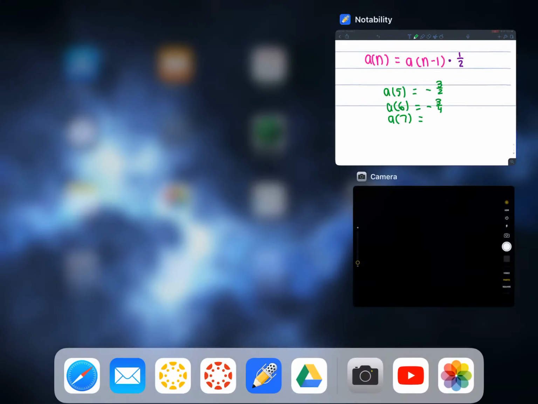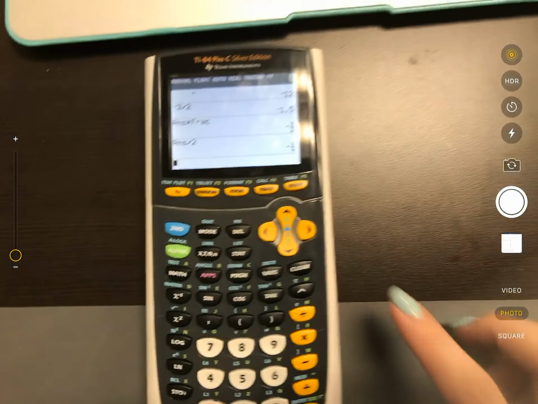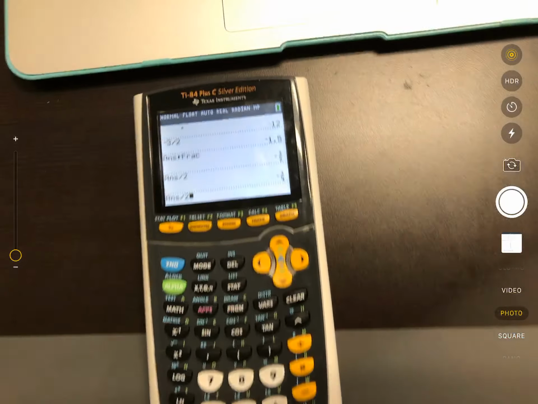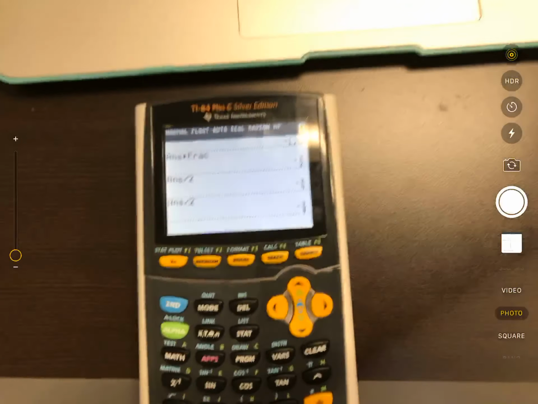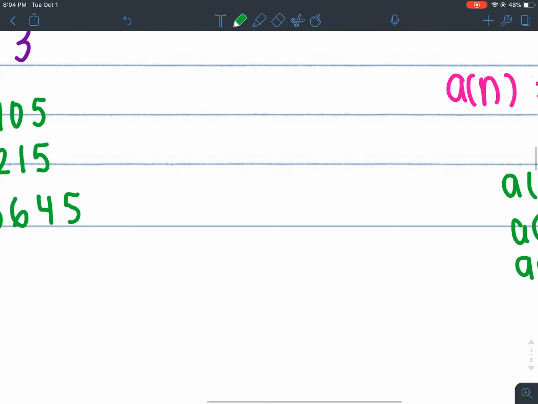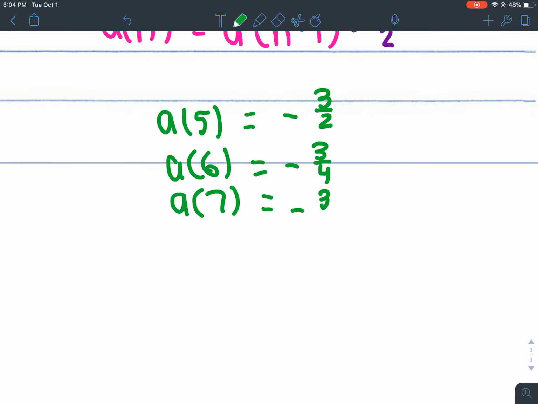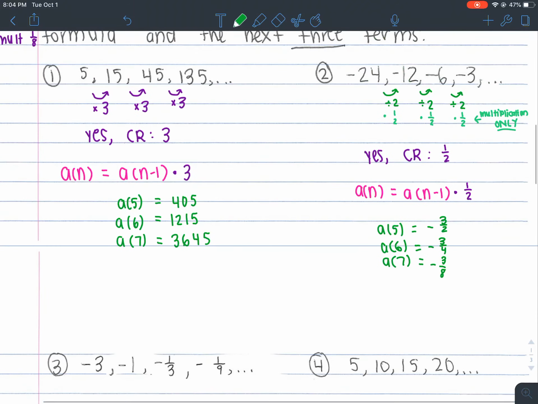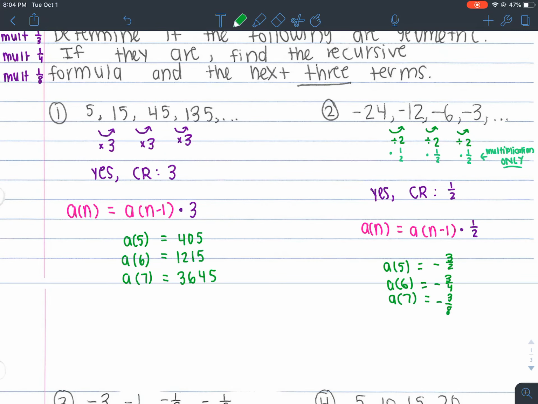To get to the next number, I'm going to divide that by 2 as well. Divide by 2, and I get negative 3/8. So that is my seventh term. Okay? All right. So that is number 2.